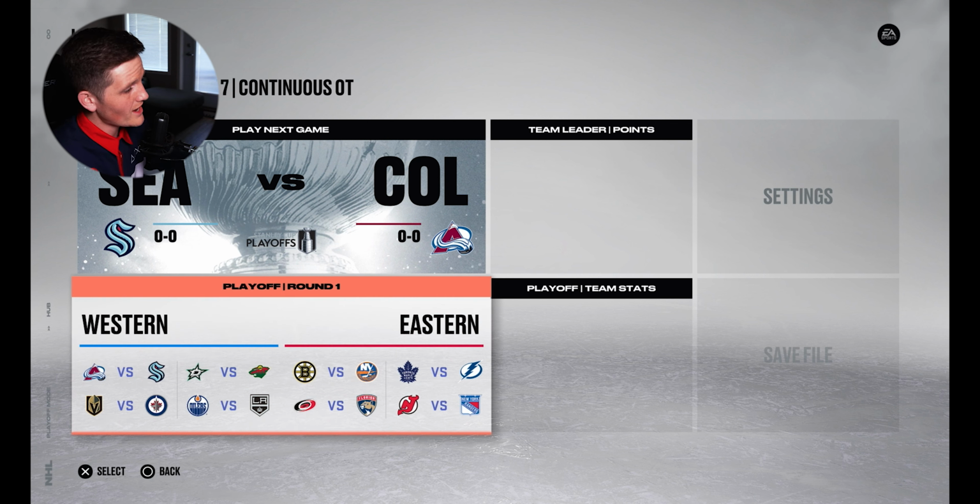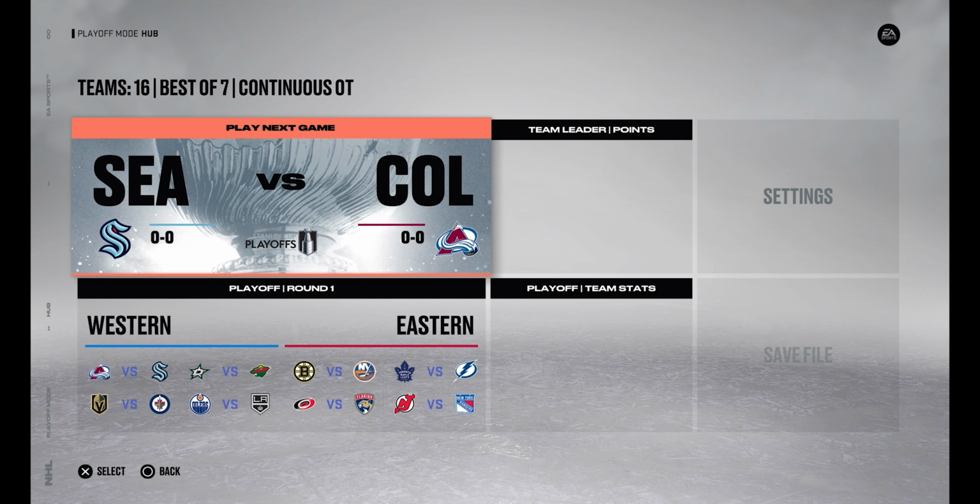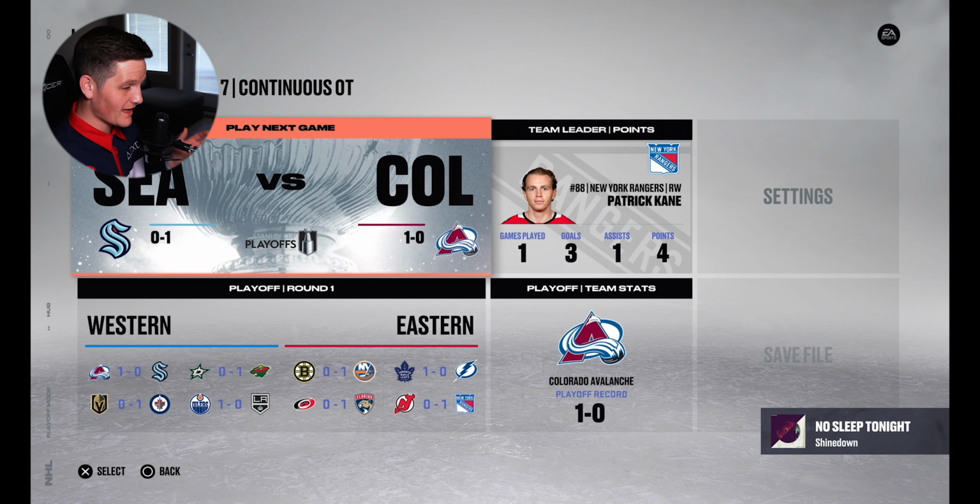And really, we're going to start right now with game 1 between the Seattle Kraken and the Colorado Avalanche. We're going to simulate 1 game in every single series, and we're going to see who comes out on top from there. Ooh, okay. Some surprising outcomes here.